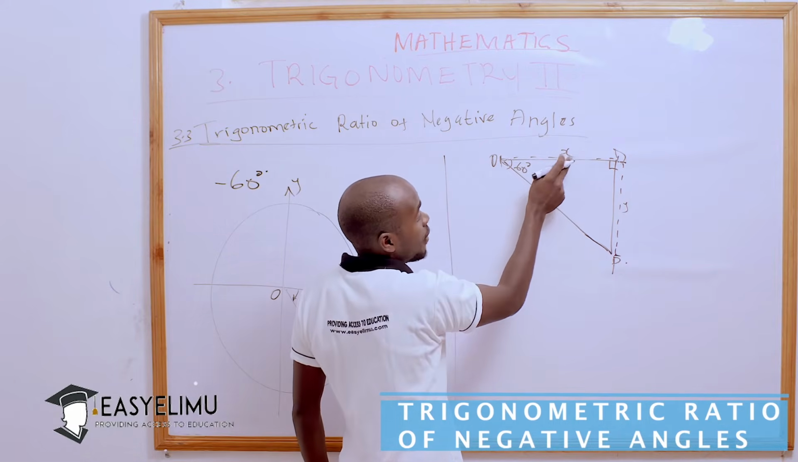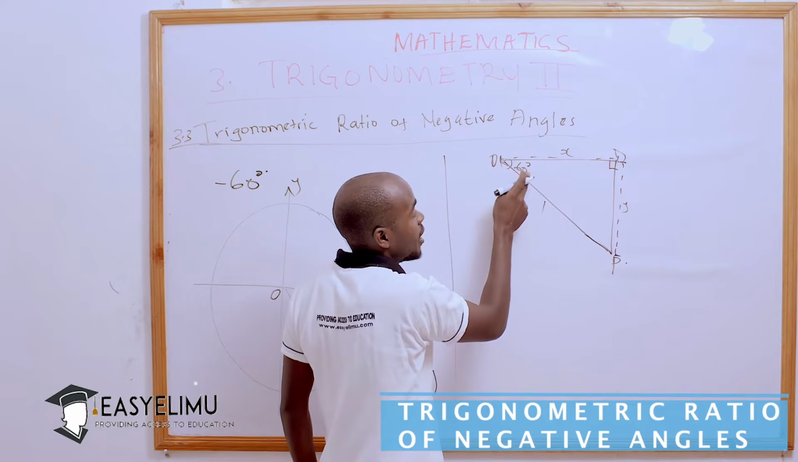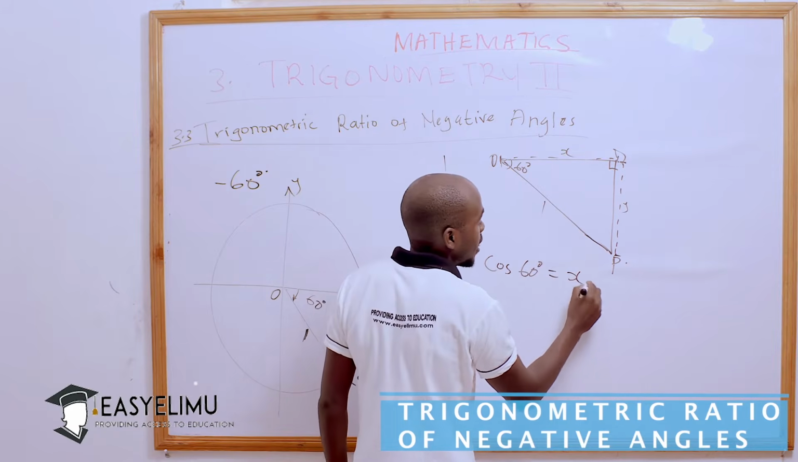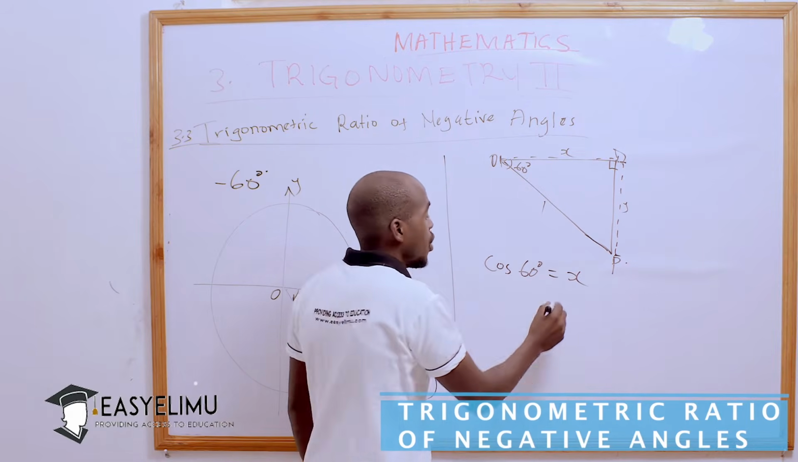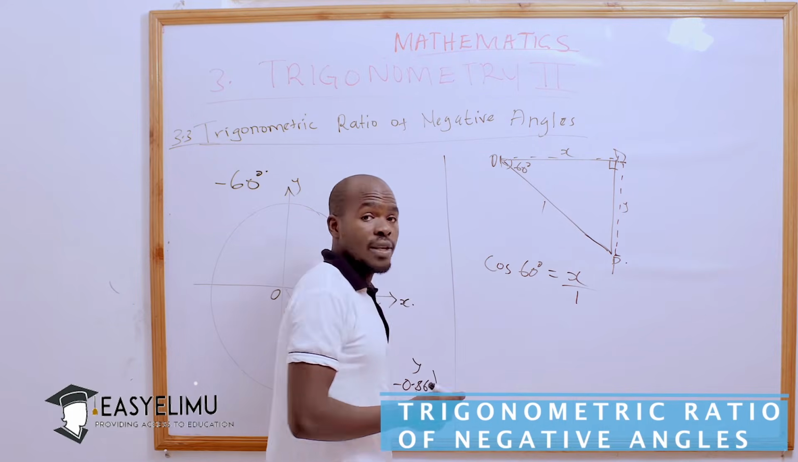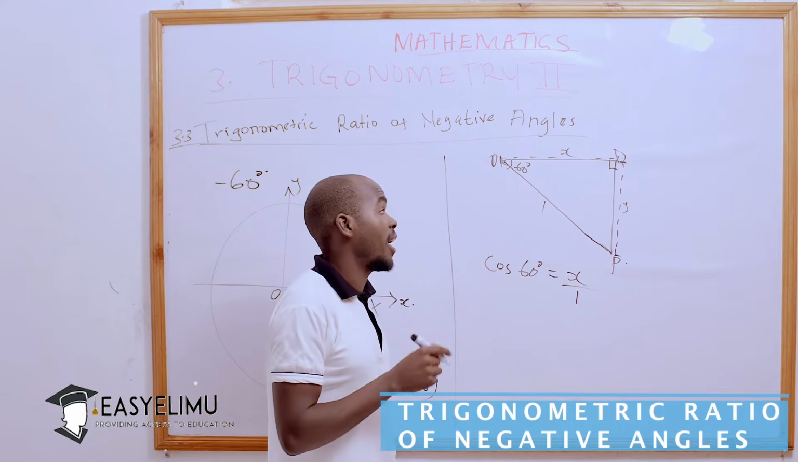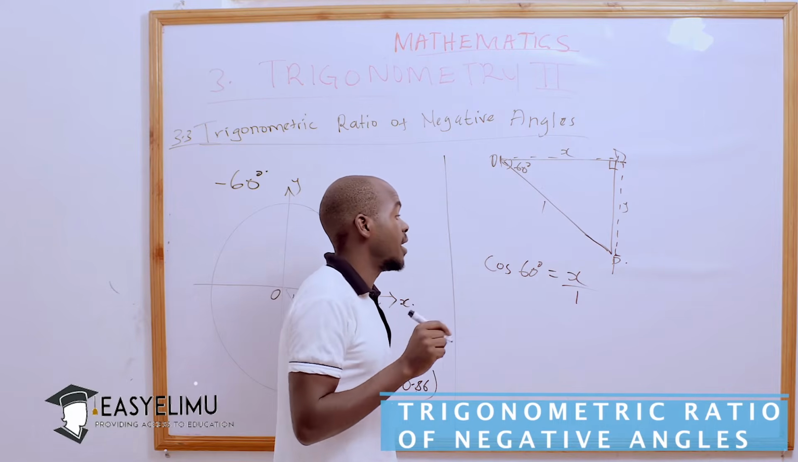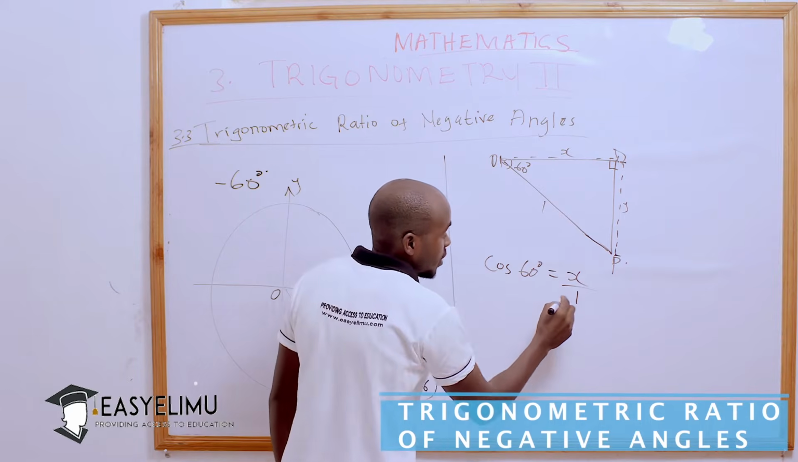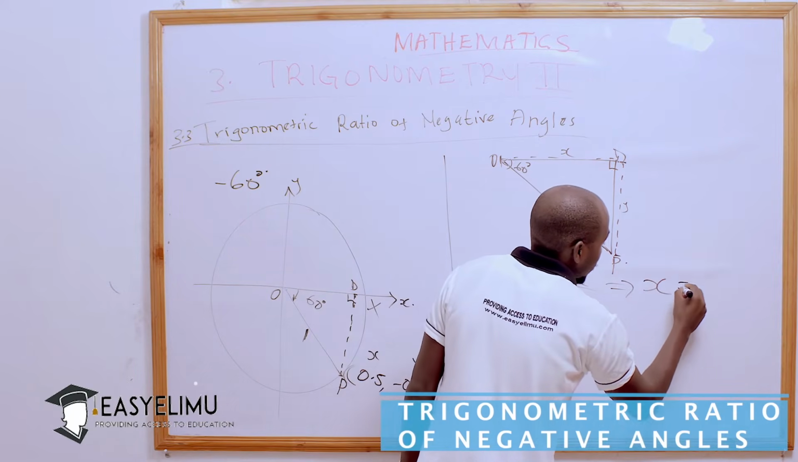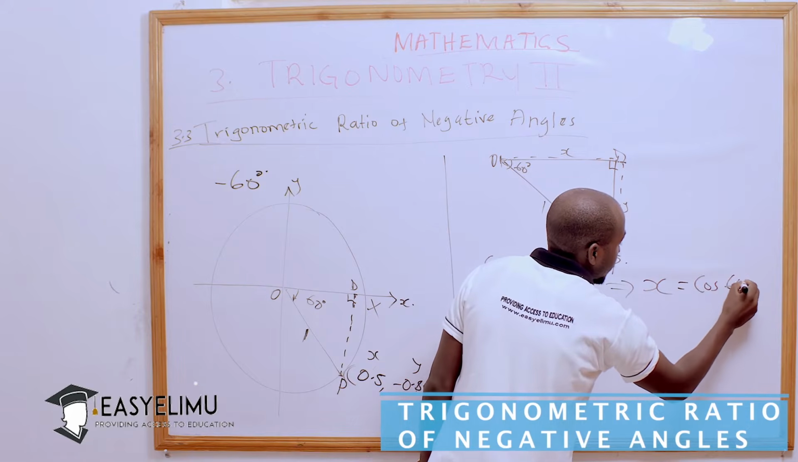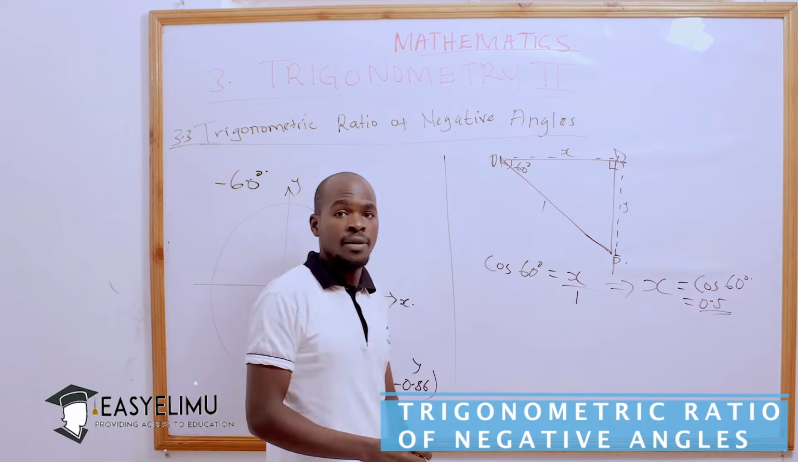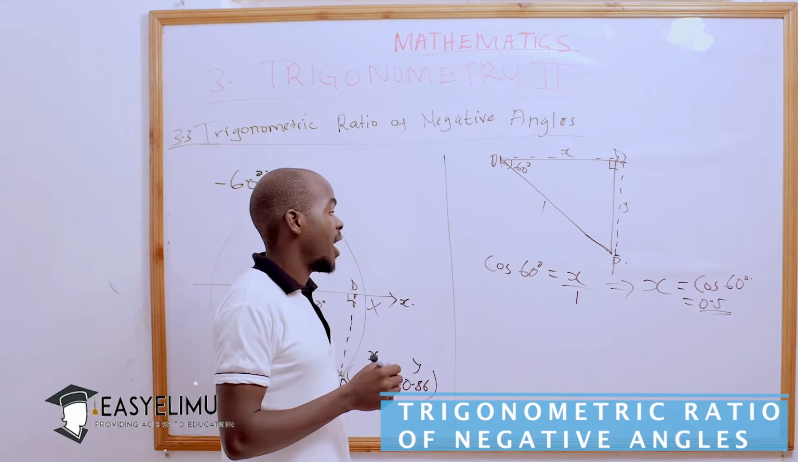So if we need to find the value of x, we find the cosine of the angle, cos 60 degrees, which is equivalent to x, the adjacent of that angle, over the hypotenuse, which is 1, because our circle is a unit circle, and any line from the center of the circle to the circumference is the radius. So x is equal to cos 60 degrees, which gives us 0.5. Remember, this is a positive answer.